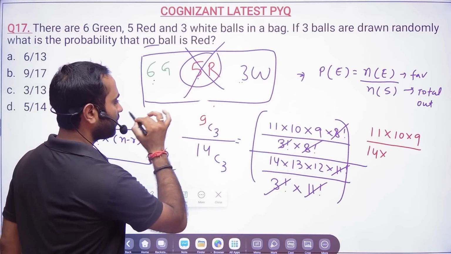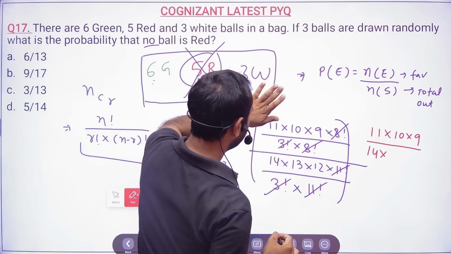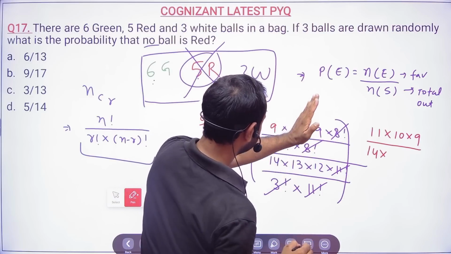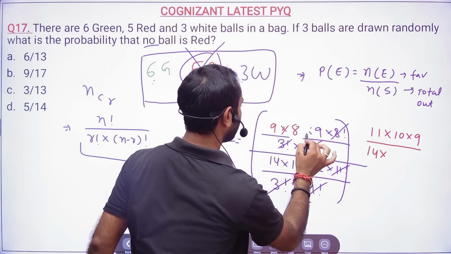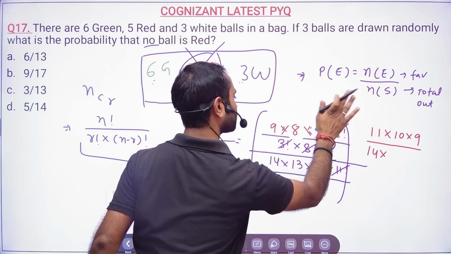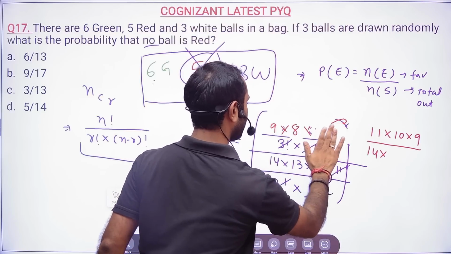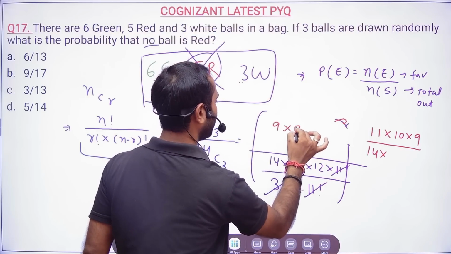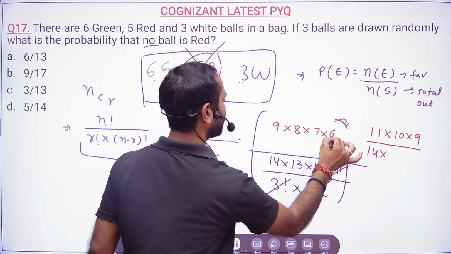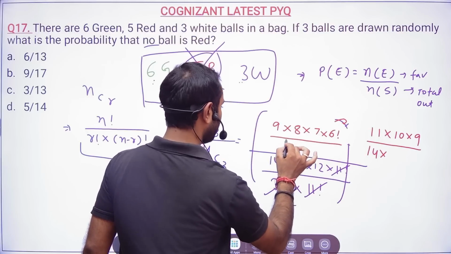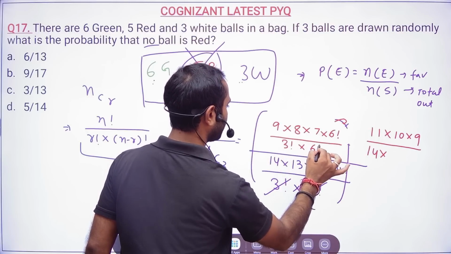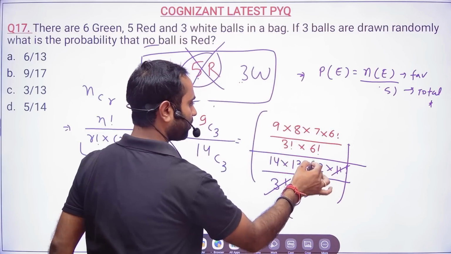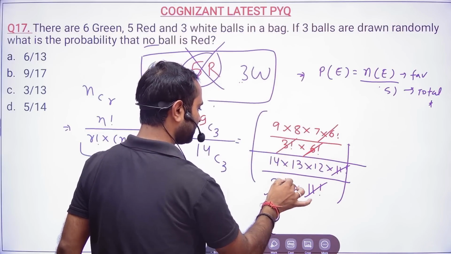So 9C3. 9C3 means this will become 9, this will become 8, and this will become 7 and 6 factorial, and then here it will be 3 factorial into 6 factorial, right? So let me remove this. So there is no problem at all. So 11 cancels, 6 cancels, and then this 3 and this 3 get cancelled, right?